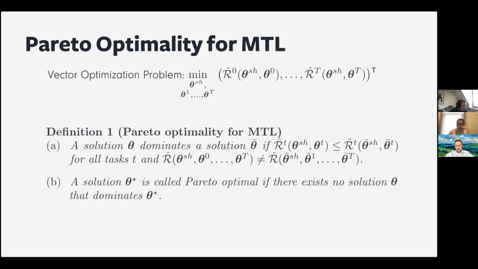So if we go back to machine learning, we define this concept formally, and the idea is basically that a solution theta dominates another solution theta bar if it is not worse in any of the objectives, and it is better in at least one of the objectives. And a solution is Pareto optimal if there exists no other solution which dominates it. If basically there is no other solution which can improve all objectives simultaneously.